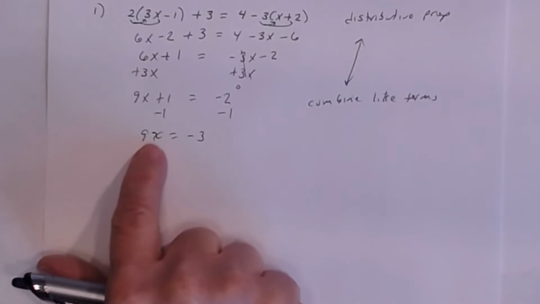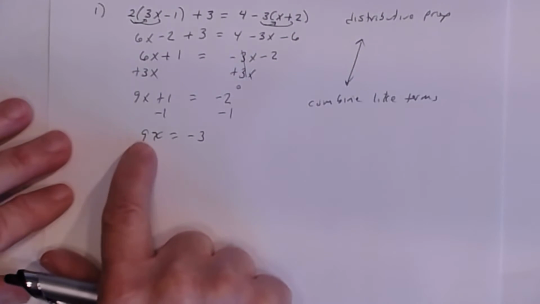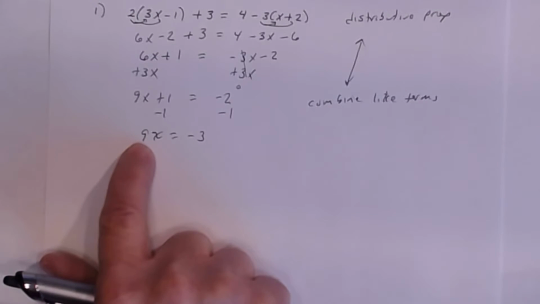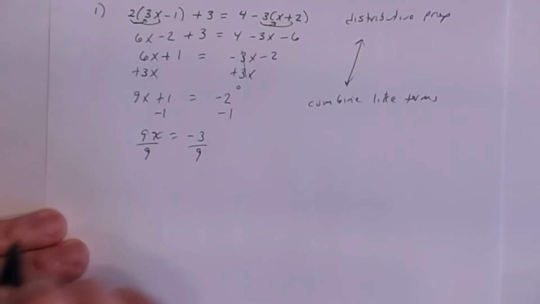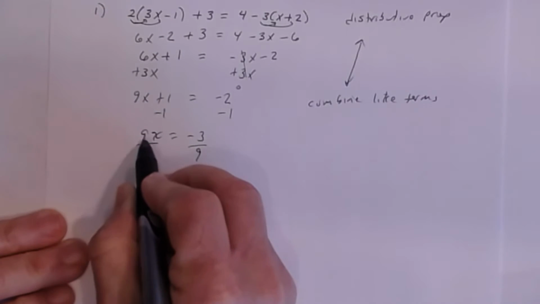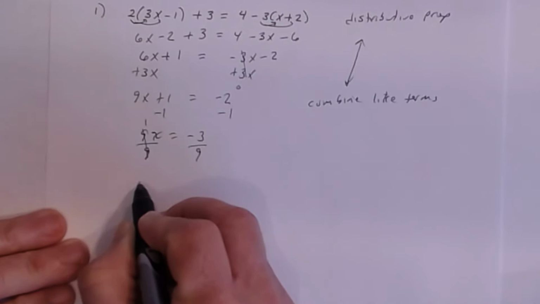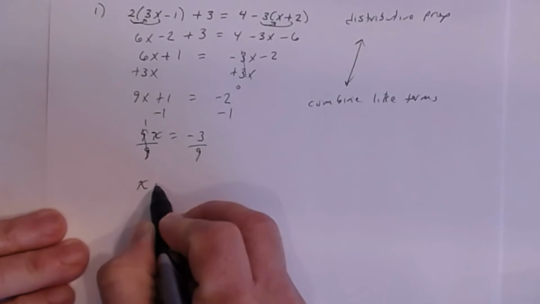So the coefficient of x here is 9. So right now I'm multiplying x by 9. The opposite of multiplying by 9 is to divide by 9. So we're going to divide both sides by 9. And then 9 divided by 9 is 1. 1 times x is x. So notice I have x by itself.